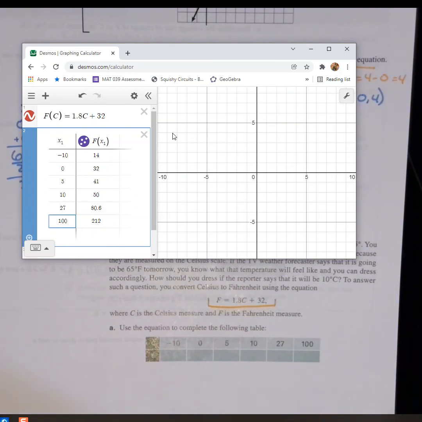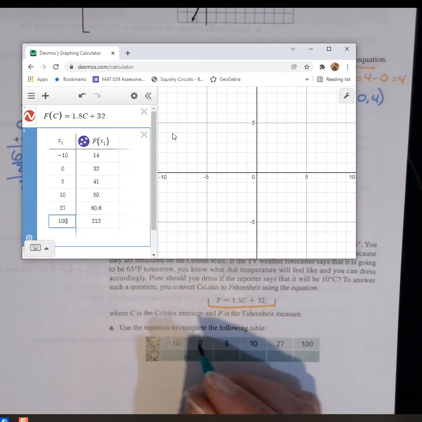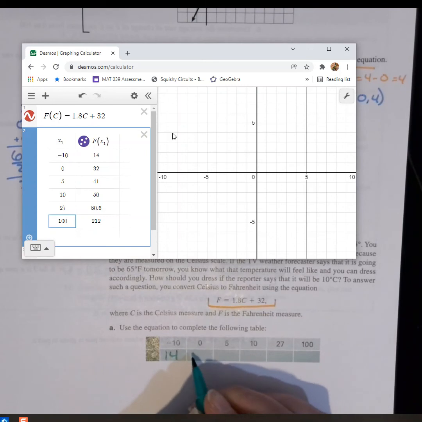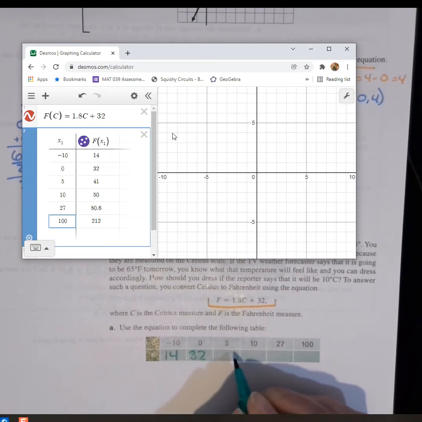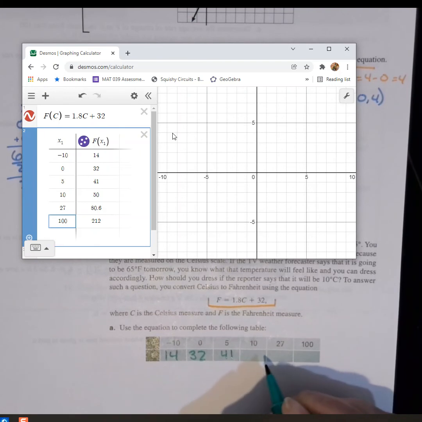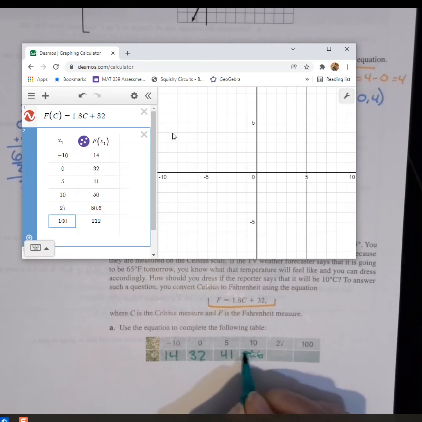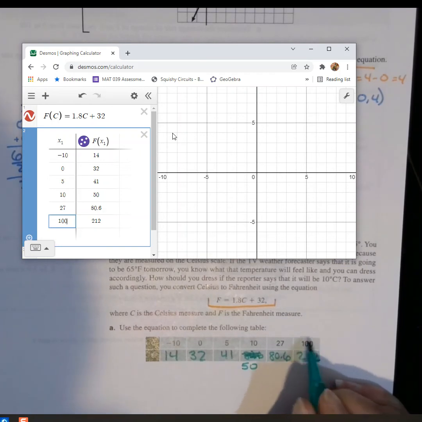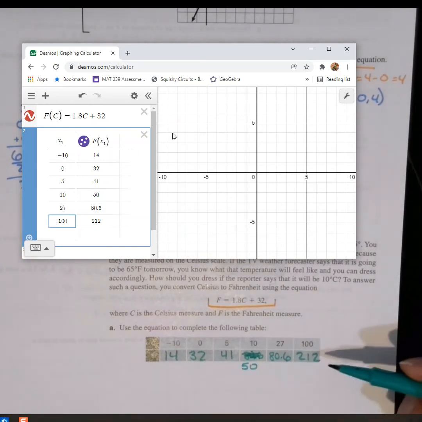All right, so if we write these in, at -10 degrees Celsius, it's still 14 degrees Fahrenheit. At 0 degrees Celsius, it's 32 degrees Fahrenheit. At 5 degrees Celsius, it's 41 degrees Fahrenheit. At that 27 degrees, it's 80.6. So yeah, it's nice and warm. Oops, I missed something. I skipped 10. 10 is 50. I was busy with 27. So 10 degrees, 50 degrees, a little chilly. And then 100 degrees, that's our 212. So that's when water boils: in Celsius it's at 100 degrees and in Fahrenheit at 212 degrees.